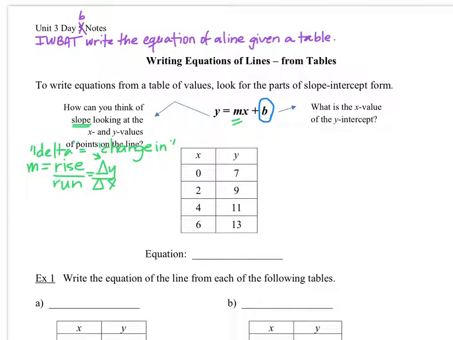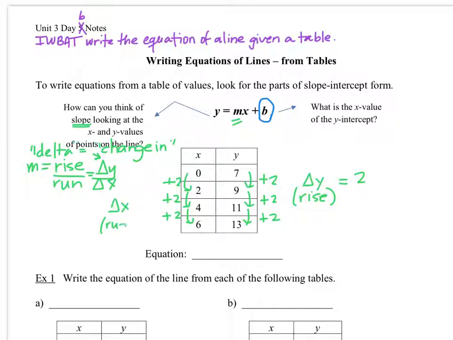If you take a look at your y values, we're going from 7 to 9, 9 to 11, and 11 to 13. Every time we're increasing the y value by 2. And so our delta y, aka our rise, is going to be 2. Let's do the same thing with our run. If you take a look at how much the run is going up from 0 to 2, 2 to 4, 4 to 6, it's a constant change of 2. So our delta x, aka our run, is going to be 2.